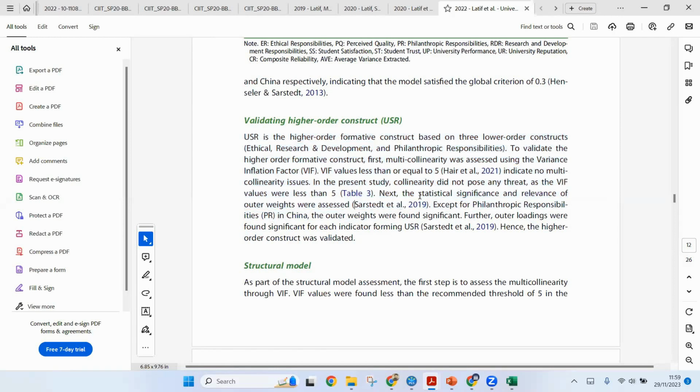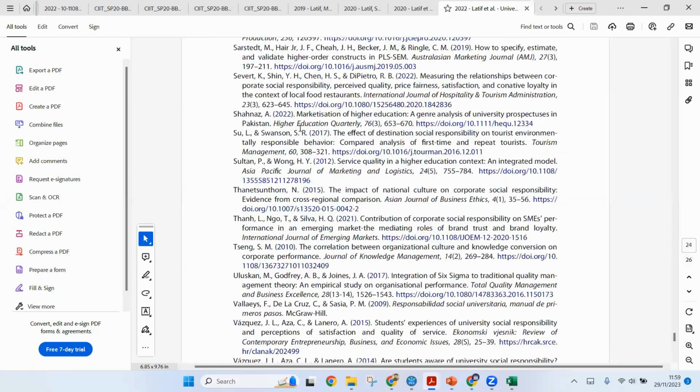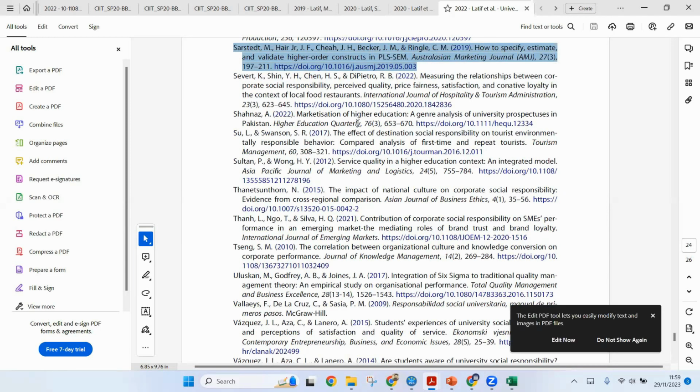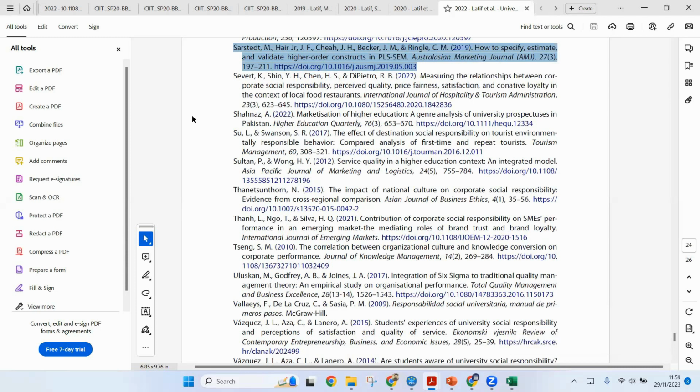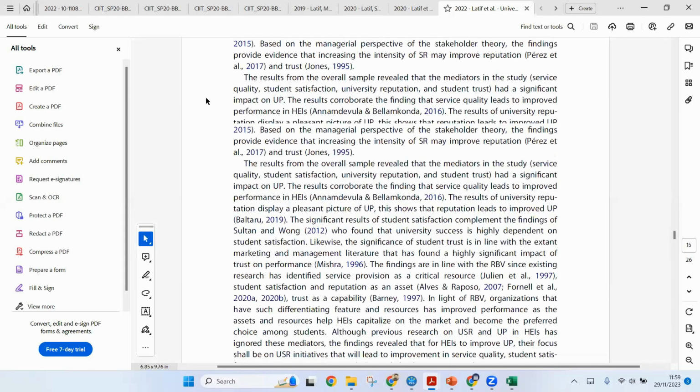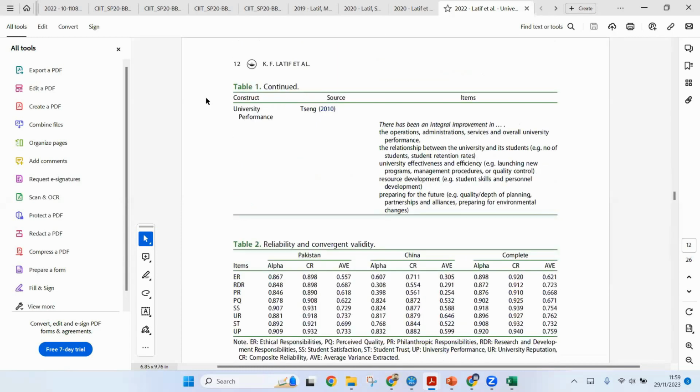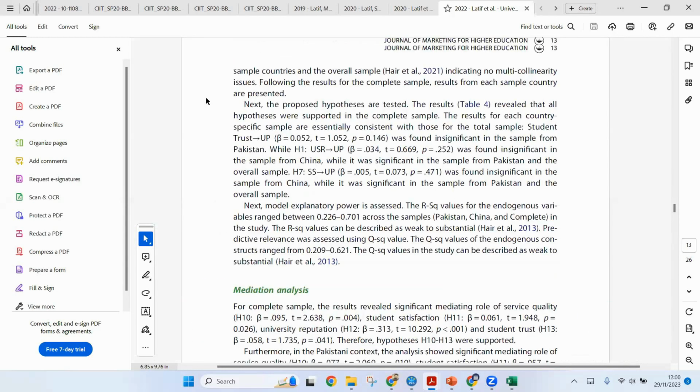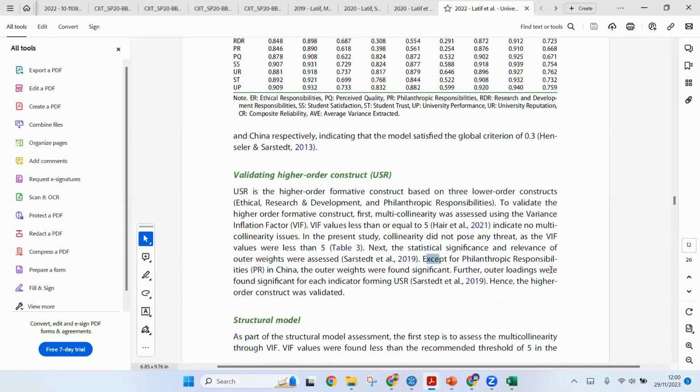Sarstedt 2019. Now, if you want to master the art of using higher order constructs, this is the paper. This one here. So let me share with everyone here. Read it. It's a must for anyone to understand the higher order construct analysis. Except for philanthropic responsibility, where I got the outer weights as insignificant, outer loadings were fine for all of them. Hence, higher order construct was validated.